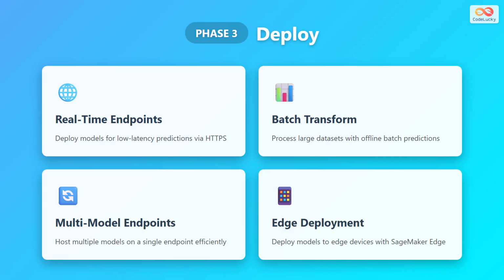Multi-model endpoints let you host multiple models on a single endpoint efficiently. This is cost-effective when you have many models that are individually used infrequently, but collectively need to be available. Edge deployment enables you to deploy models to edge devices using SageMaker Edge. This brings machine learning inference closer to where data is generated, reducing latency and enabling offline operation in scenarios like Internet of Things devices or mobile applications.